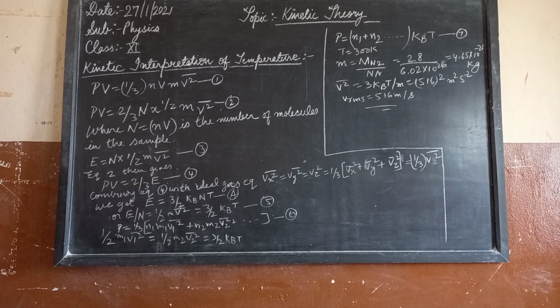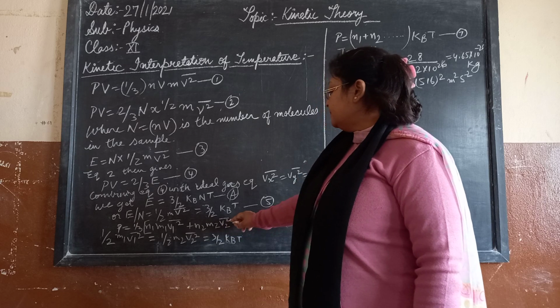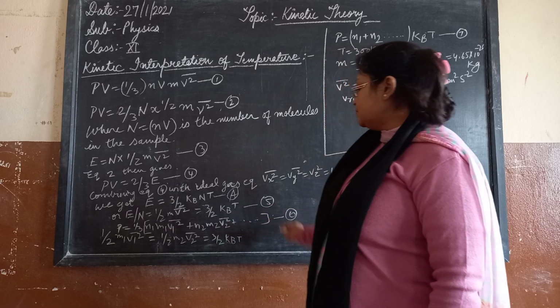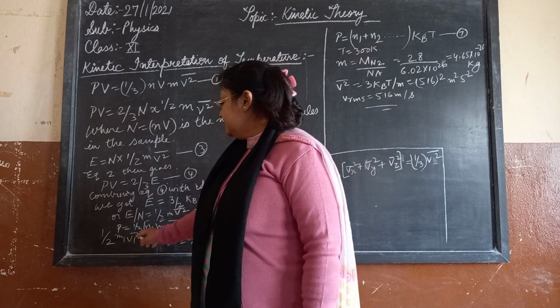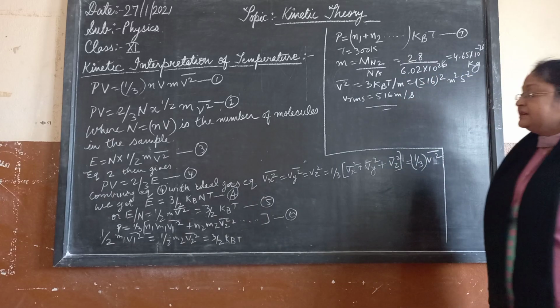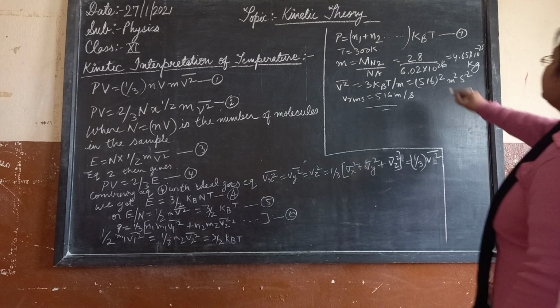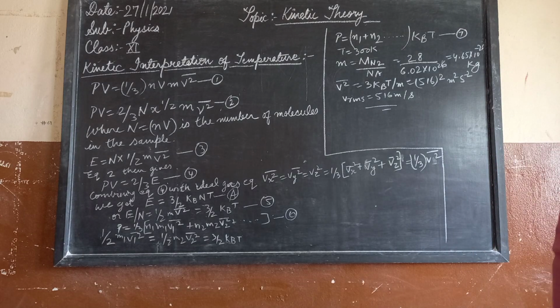For a mixture of non-reactive ideal gases, the total pressure contributed by each gas in the mixture is given by P equal to 1 by 3 n1 m1 v1 square bar plus n2 m2 v2 square bar and so on. Since 1 by 2 m1 v1 square bar is equal to 1 by 2 m2 v2 square bar is equal to 3 by 2 kB T, we get P equal to (n1 + n2 + n3 + ...) kB T. This is what we call Dalton's law of partial pressure.